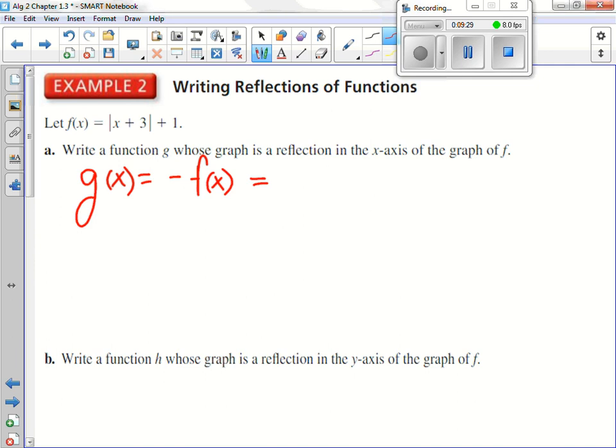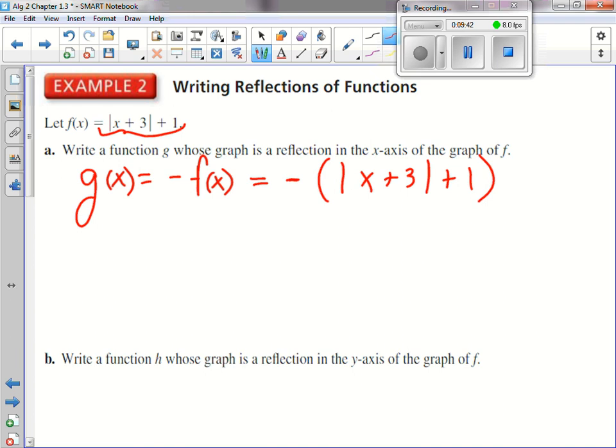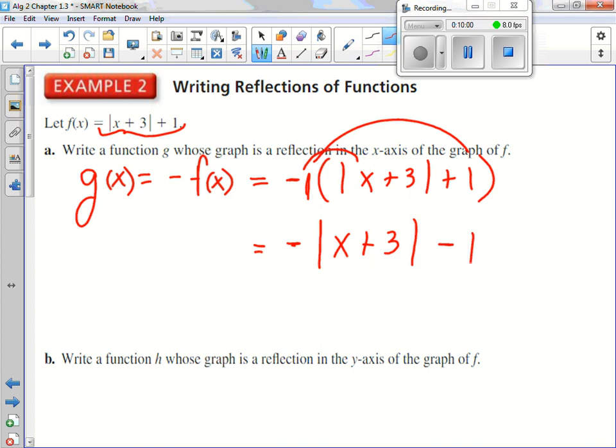Now what is f of x? f of x is the absolute value of x plus 3 plus 1. So what we're saying is we have negative absolute value of x plus 3 plus 1. We're applying the negative to everything. It won't go inside the absolute value, but we're going to multiply it by the absolute value because we're essentially multiplying this all by negative 1. So if I multiply the absolute value by negative 1, I get negative absolute value of x plus 3, then I've got to multiply it by the 1, and positive 1 times negative 1 gives me negative 1.